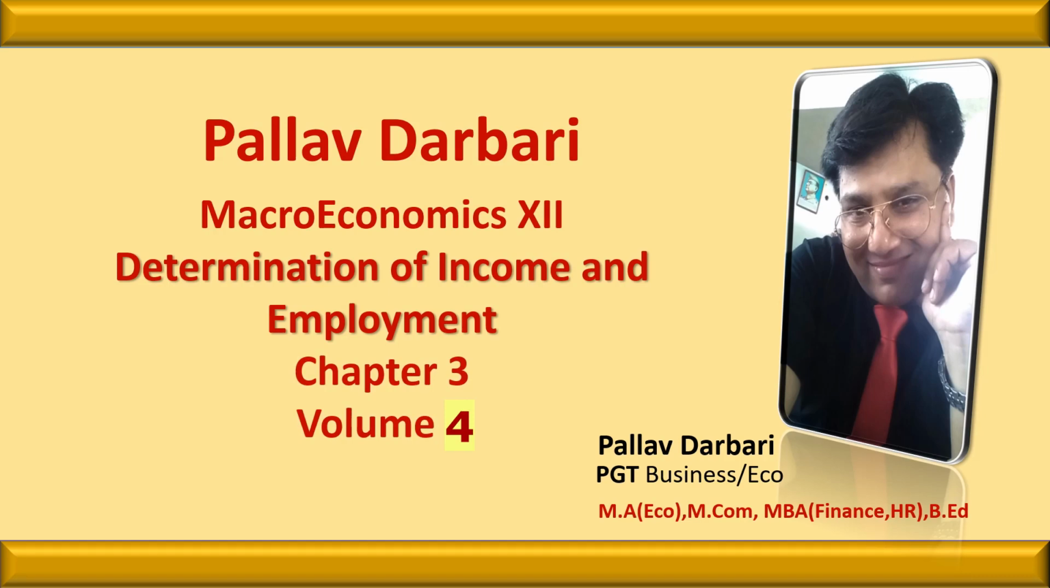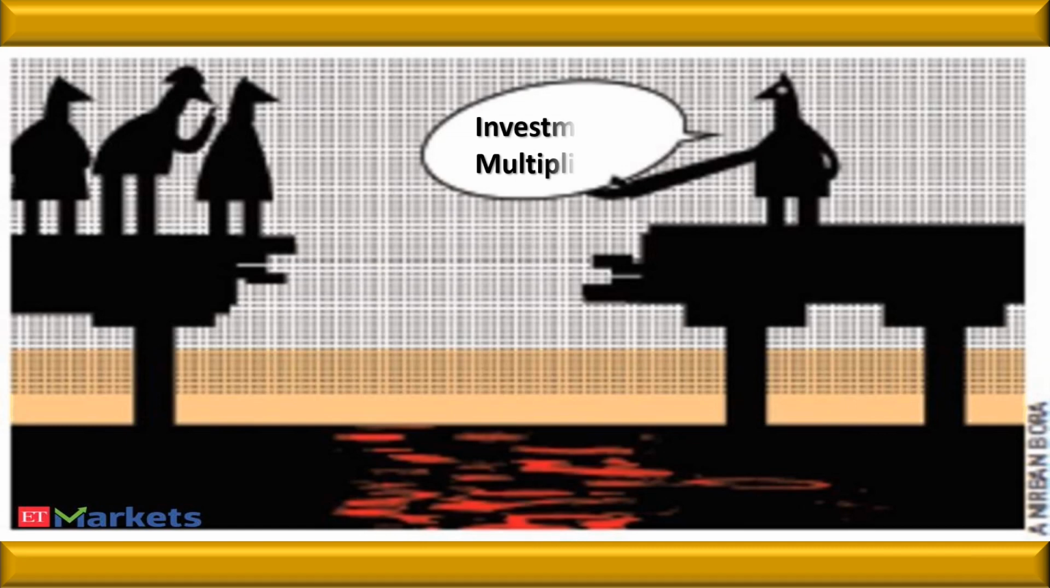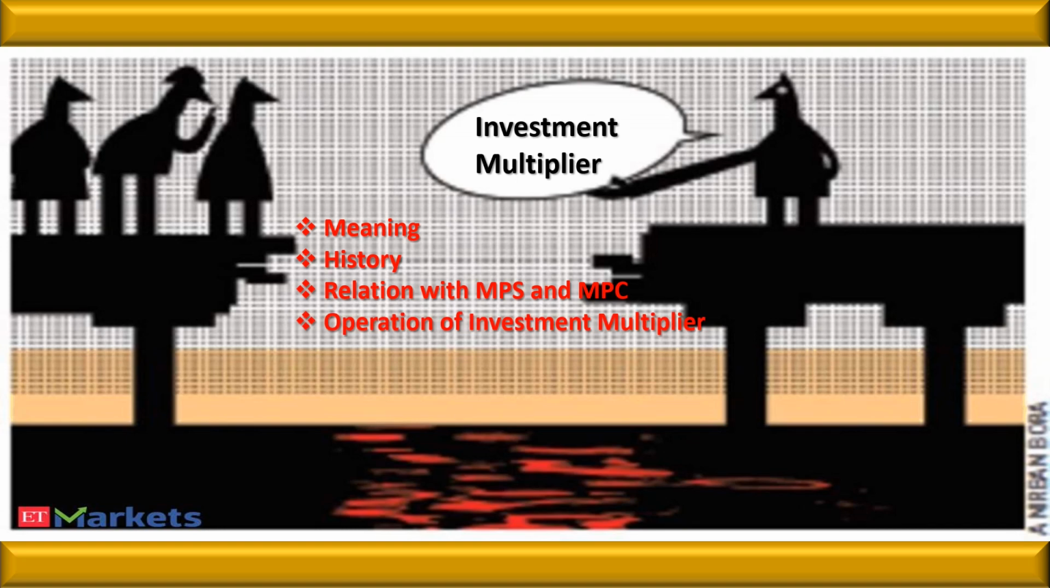In this video, we will discuss Macroeconomics Class 12th, Determination of Income and Employment, Chapter 3, Volume 3. In this video, we will discuss Investment Multiplier. In the Investment Multiplier, we will go through the meaning. We will discuss the history of Investment Multiplier. We will see the relationship of multiplier with MPS and MPC. We will also go through the working of investment multiplier.